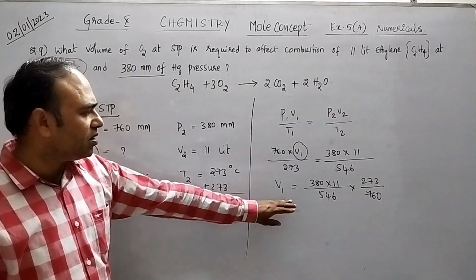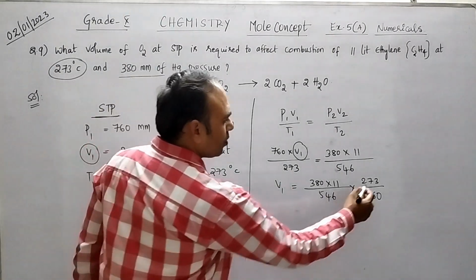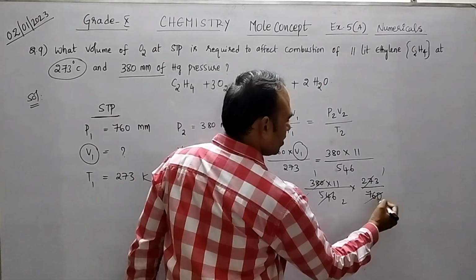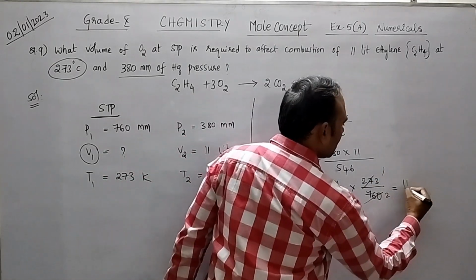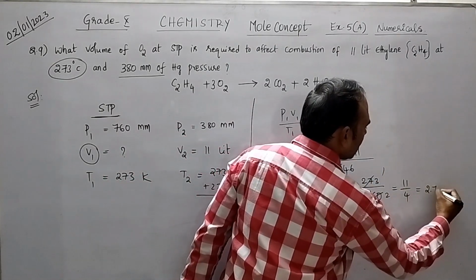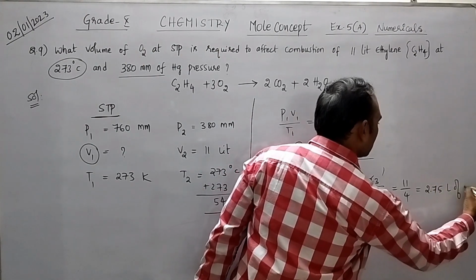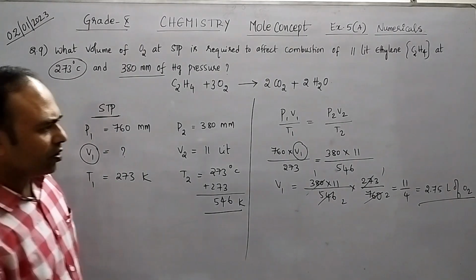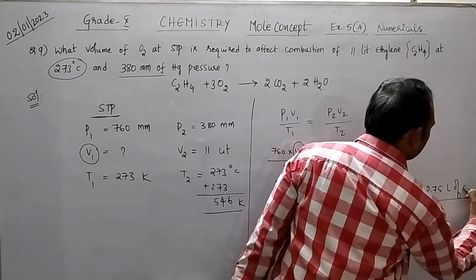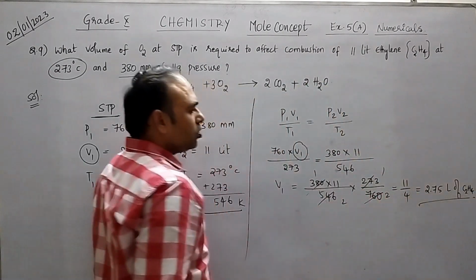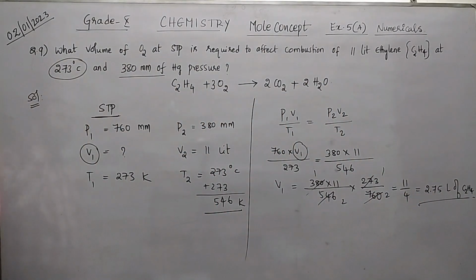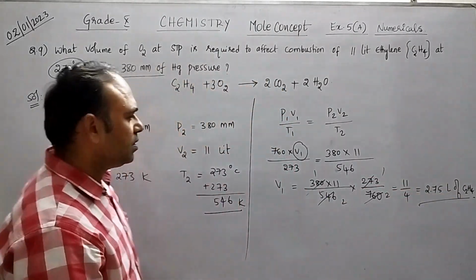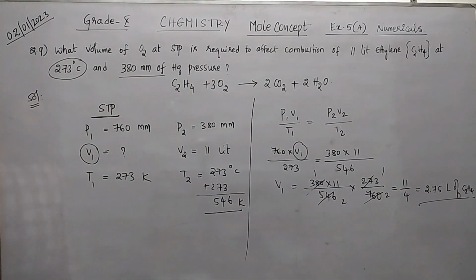Hope you have understood this. Now let us calculate this. 273 by 546 is 1 by 2, and 380 by 760 is 1 by 2. So we get 11 by 4, nothing but 2.75 liters of oxygen. So sorry, 2.75 liters of ethylene. So at standard temperature and pressure we need to add 2.75 liters of ethylene, that is C2H4. Hope you have understood this.